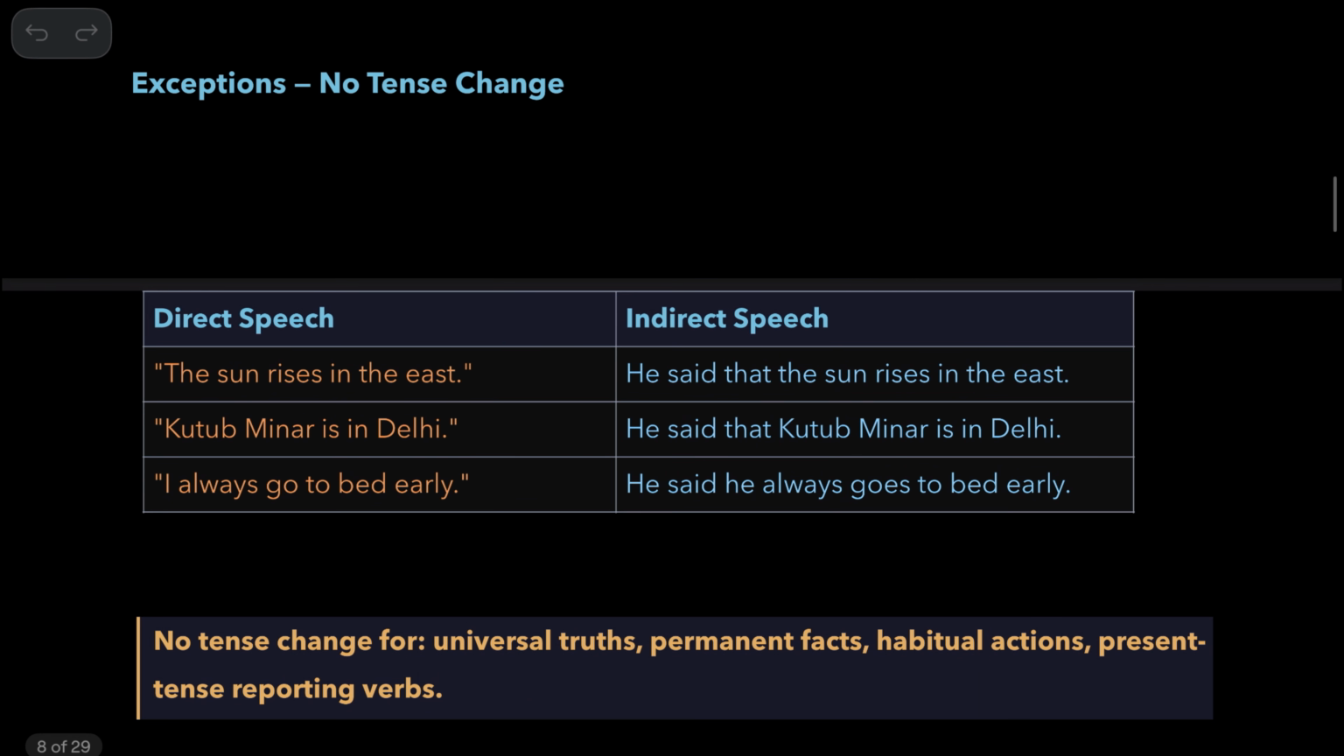So now let us take a look at the exceptions where no tense change is required. For example, the sun rises in the east. This is a universal truth. He said that the sun rises in the east. Qutub Minar is in Delhi. He said that Qutub Minar is in Delhi. So the tense remains unchanged here because it is a general fact. I always go to bed early. It's a habit. He said that he always goes to bed early.